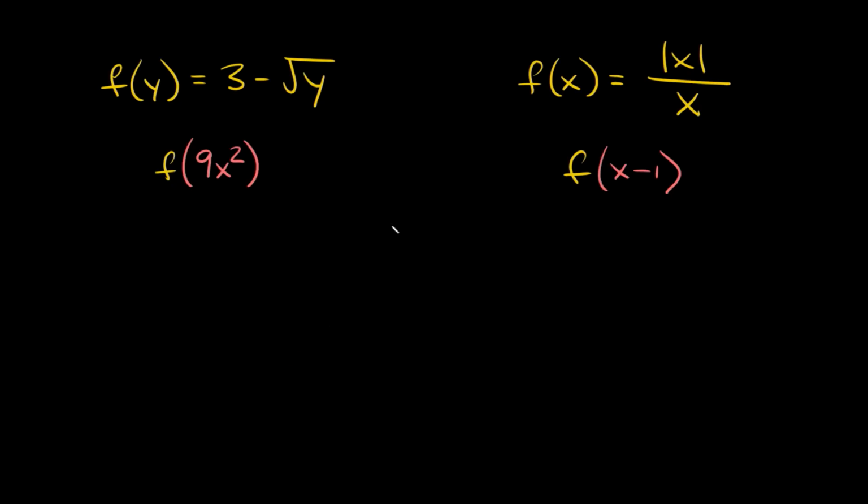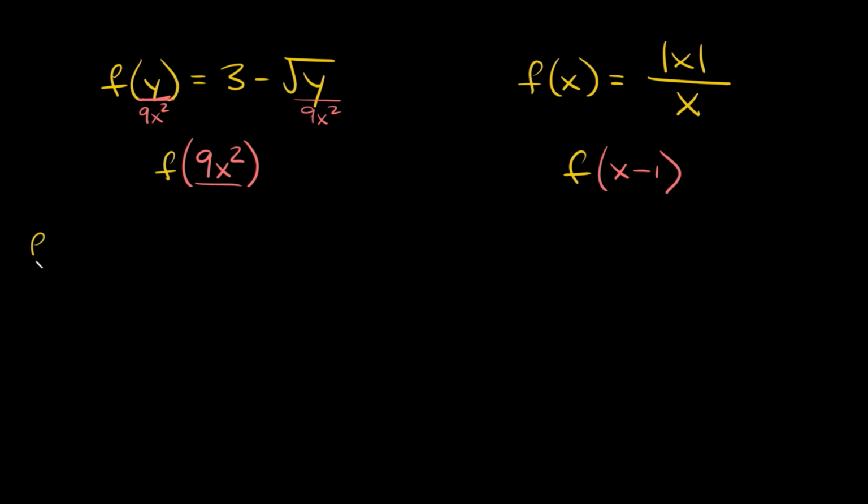All right, let's do 2 last examples. So let's do the one on the left first. So here we have f of y is equal to 3 minus the square root of y, and we want to evaluate f of 9x squared, okay? So again, this just means we want to plug in a 9x squared wherever we have a y, right? So we want to just plug in a 9x squared right there. So that means we want to plug in a 9x squared right here inside of the radical, okay?